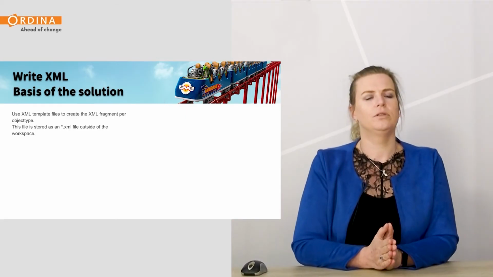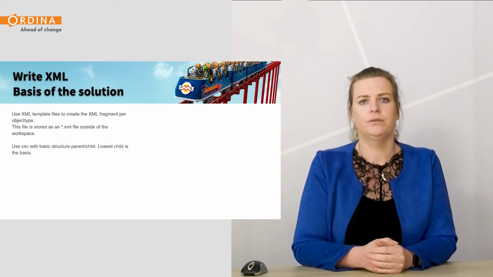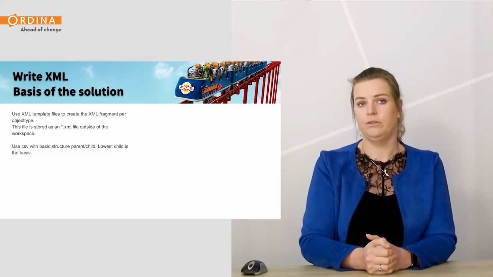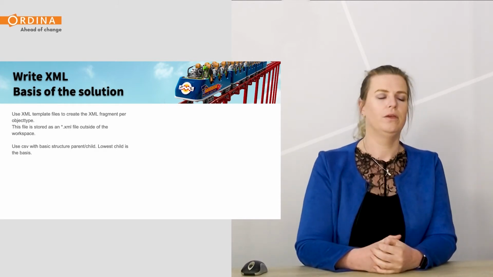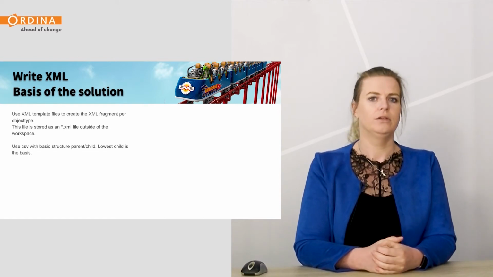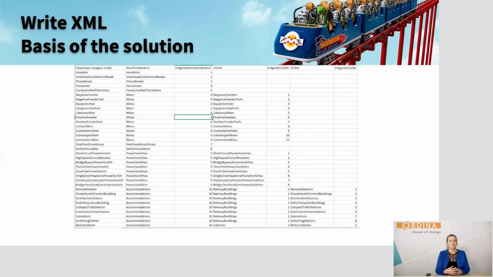But furthermore, XML uses parents and children. It has a parent-child structure, and each object type can have several levels of parents and several levels of children, of course. So we needed to create a CSV with the structure to create the eventual XML. And here is what it looks like, the CSV. The object type on the left is basically the lowest child, and then we see the next parent and eventual children.